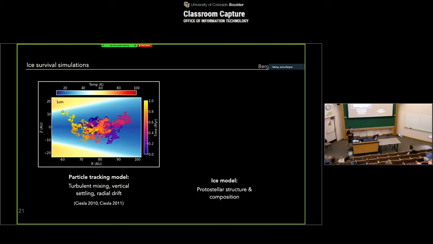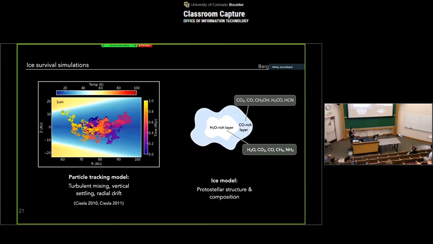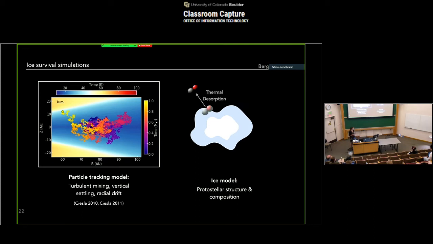We couple this physical model with an ice model that mimics the protostellar structure and composition of ices. So protostellar ices, we know, begin with a very water-rich core and have a thinner CO-rich layer capping that water-rich core. So we account for this structure, and then we subject these ices to destructive processes like thermal desorption, photodesorption, and photodissociation. So we start with these pristine ices and then basically see, as we subject them to these different processing mechanisms as the particle is journeying through the disk, do the ices survive at the end of their journey?